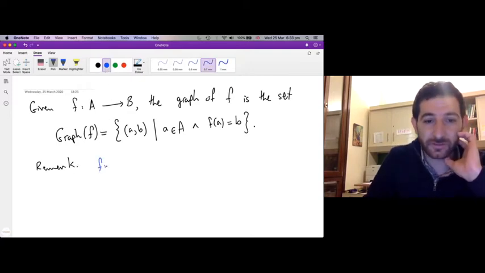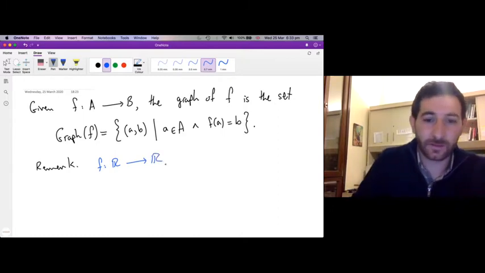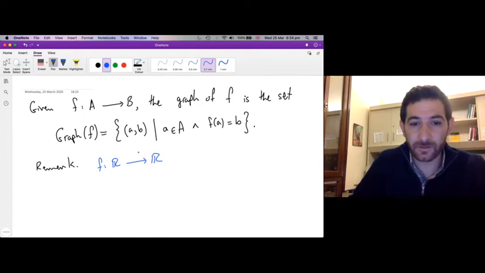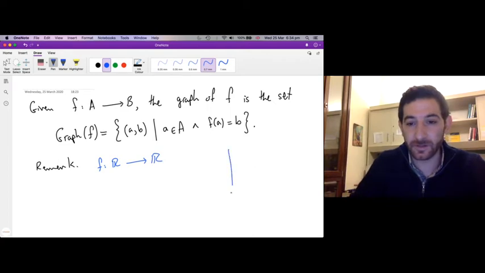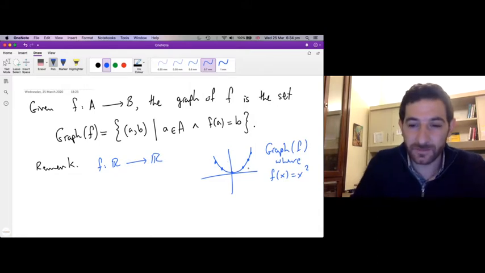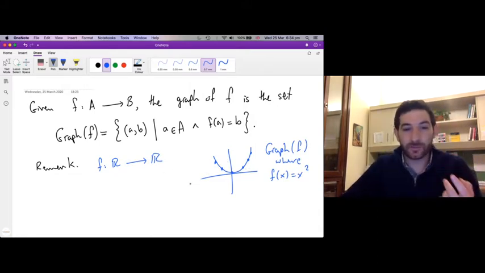when we have functions whose domain is the set of real numbers and codomain is the set of real numbers, then the graph of f will be a set of points in the Cartesian plane, right? So for example, we can sketch it. In this case, all the points here will be the graph of f, say, where f is the square function. This is the parabola.